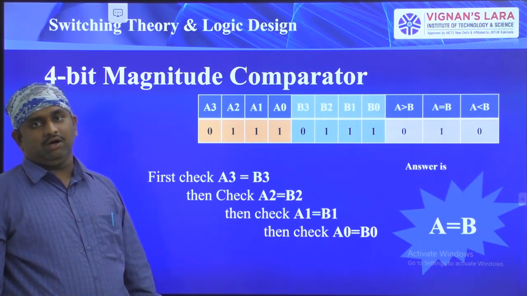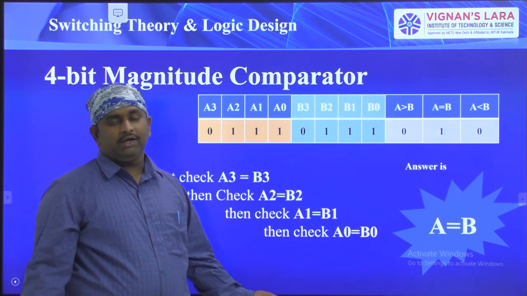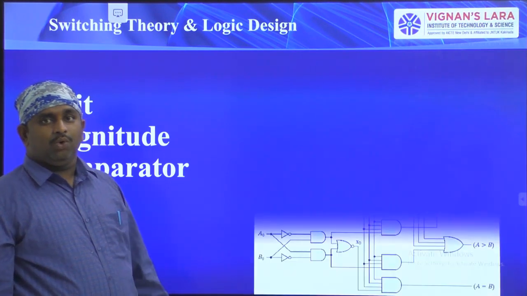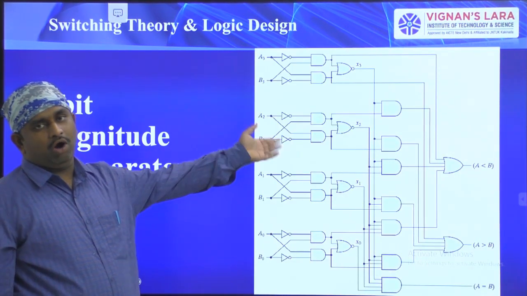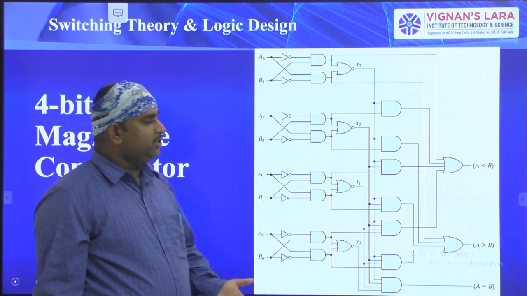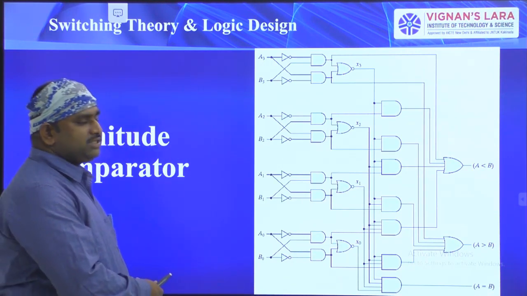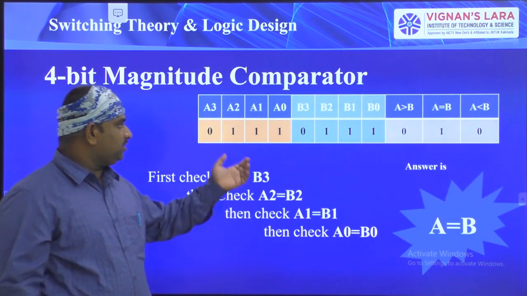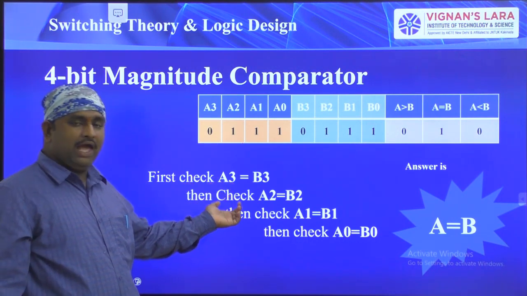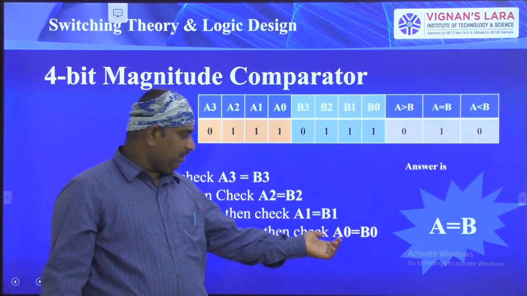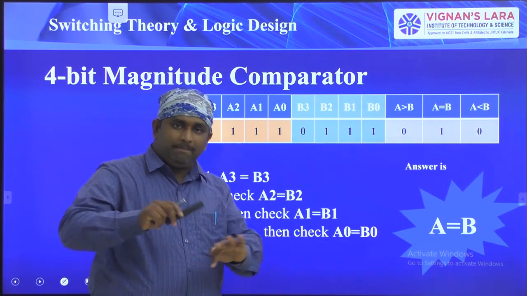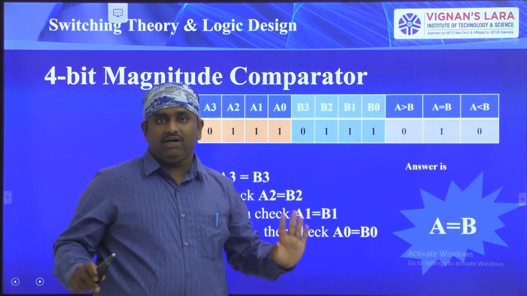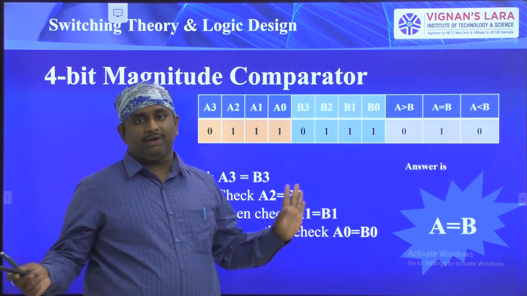So this is called a 4-bit comparator. Based on this operation, we implement the hardware for the 4-bit comparator. In the previous process, I first compared A3, B3, then A2, B2, then A1, B1, then A0, B0. So the comparison process is different from the previous discussion to the present discussion, but in the end we are giving the accepted result.